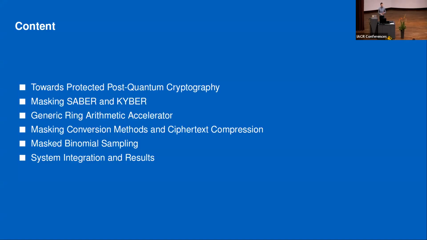First of all, in the presentation, I will quickly give an overview and a motivation. Then we will have a look at some masking methods in order to protect the post-quantum cryptographic schemes Saber and Kyber against side-channel attacks. Then I will present some masked accelerators to boost the performance of a hardened design. And finally, I will provide some system integration and experimental results.